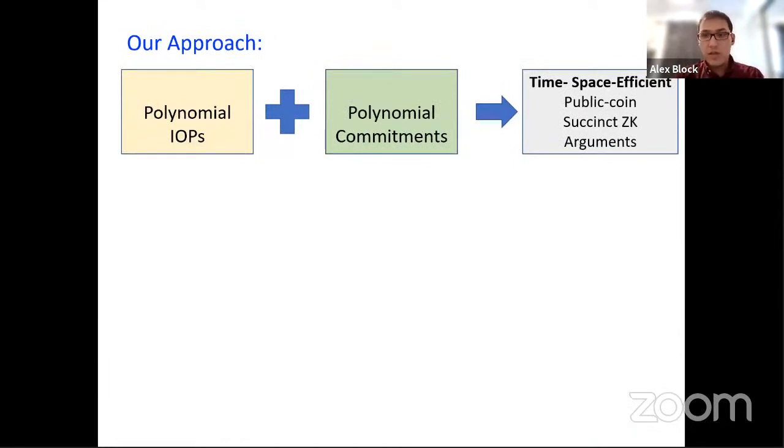Our approach builds off of a known and natural approach where we compose polynomial interactive oracle proofs, or IOPs, with polynomial commitments. However, we need to adapt this natural approach to be space efficient. This is done via what we call the streaming model.